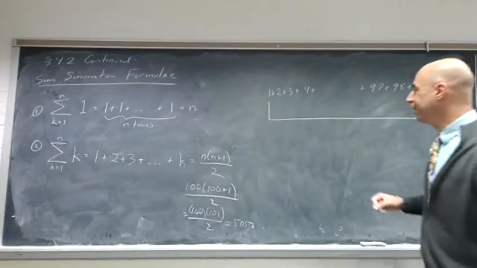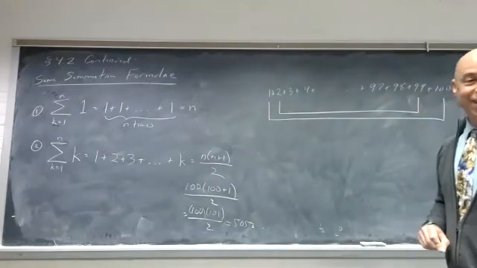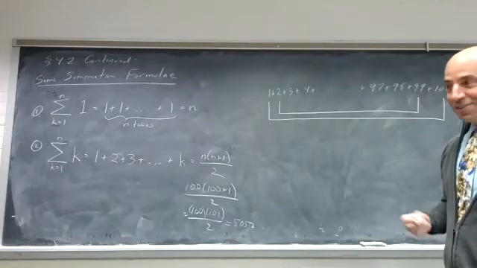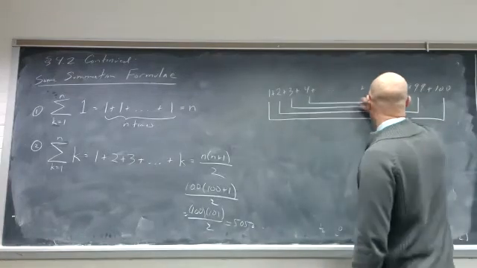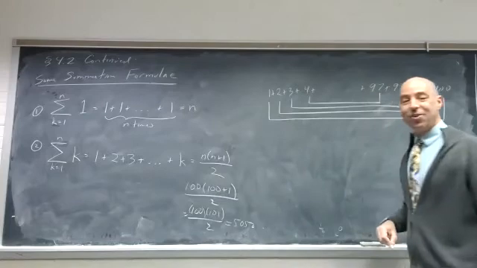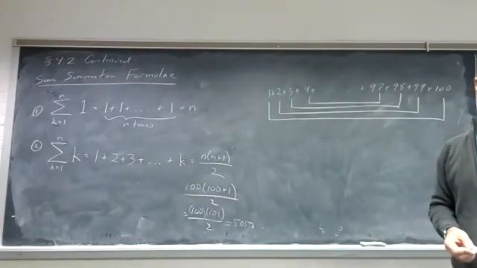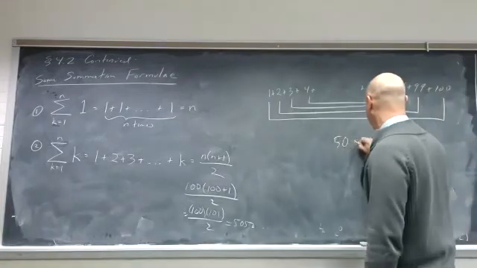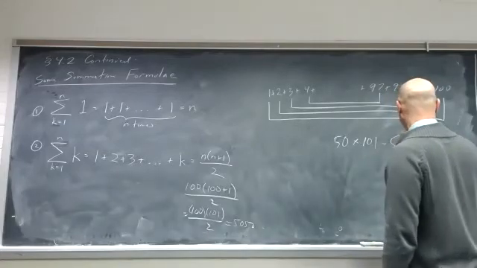101. And what do you get when you add 2 and 99? 101. Same with 3 and 98. Same with 4 and 97, and so on. So how many of these pairs are there in this particular example? 50. There's 50 of them. So there's 50 pairs, and all the pairs add up to 101. 50 times 101 is 5,050.